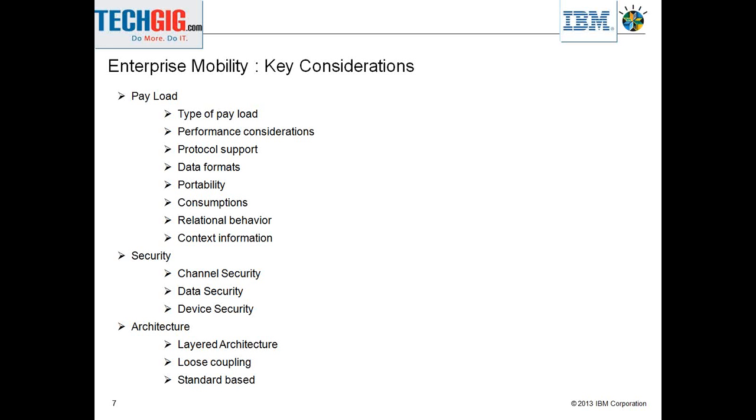Then the data formats, which are also related to the type of payload. Should I consider JSON objects so that I can parse them, or XML, and whether my libraries support XML parsing or JSON parsing? Or should I give a CSV file, or should I provide binary data? So many questions arise, and that becomes one of the key considerations.